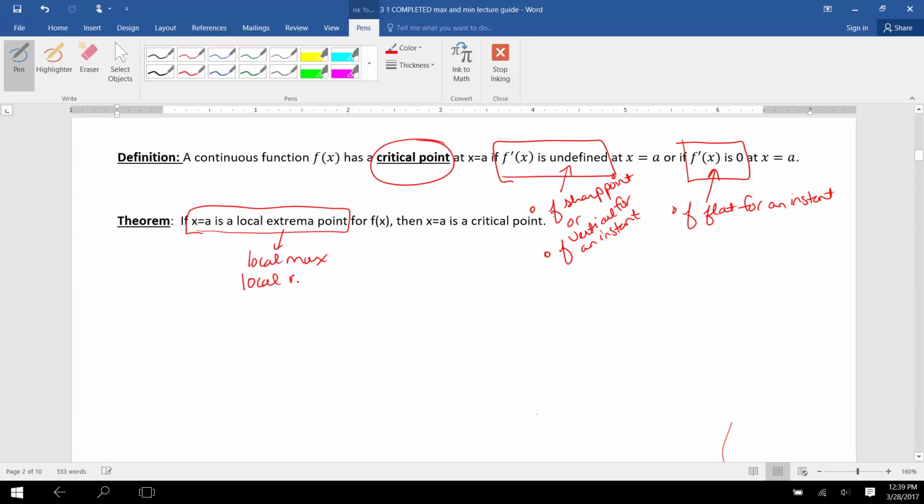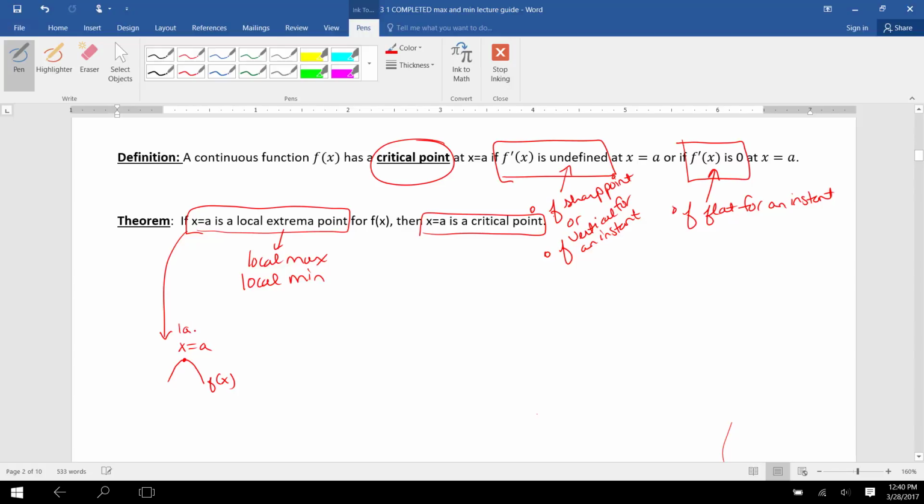So if x equals a is a local max or a local min for your function f, then you are guaranteed that x equals a is a critical point. So let's draw some examples of that. For example, if in a little local region the graph of f of x looks like this, it's got a little hump in the graph, and here at the tippy top is x equals a.